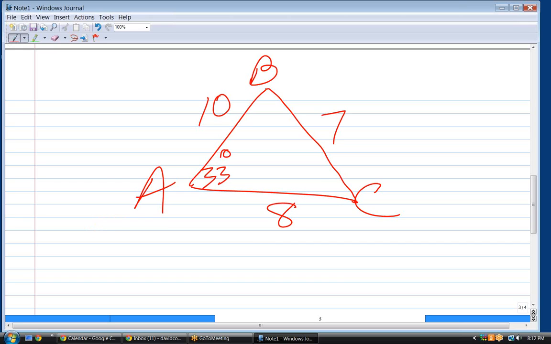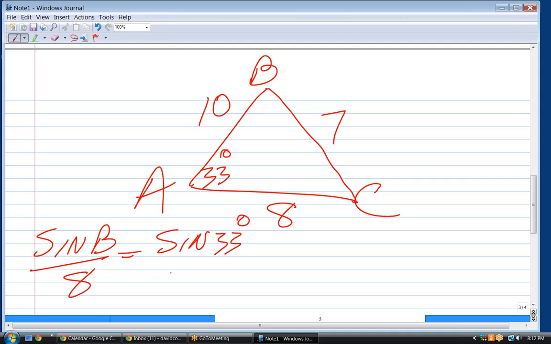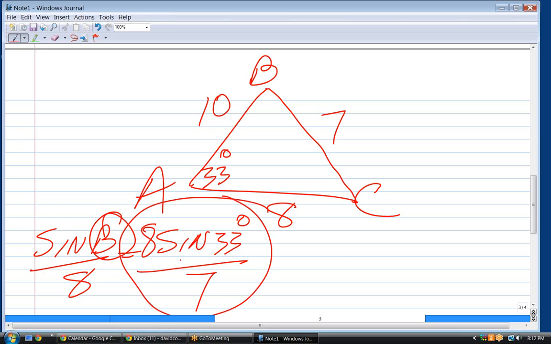In other words, if I want to solve for angle B, it would be the sine of B over 8 equals the sine of 33 degrees over 7. Again, there's only one variable right there. And again, in order to solve for B, we're going to have to take the inverse sine of this number right here.